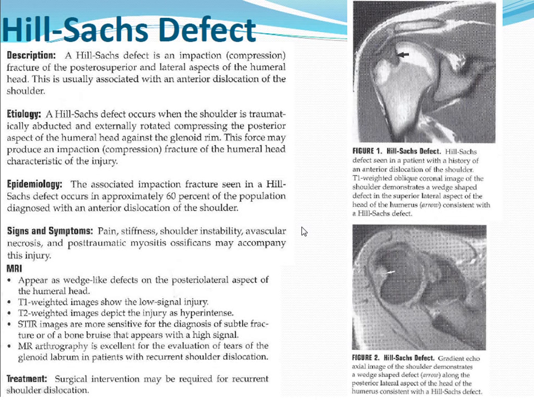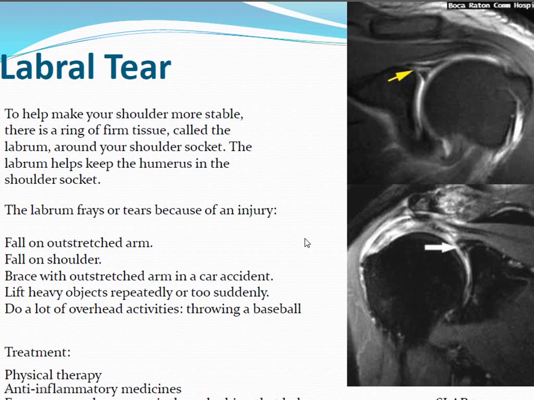You may be doing these studies as well on patients with a known shoulder dislocation in order to evaluate for the Bankart lesion, the labral tear that goes along with it. They may do an arthrogram just to give contrast, give you a better chance of seeing the labral tear that would go with it. And this is an example of a labral tear.